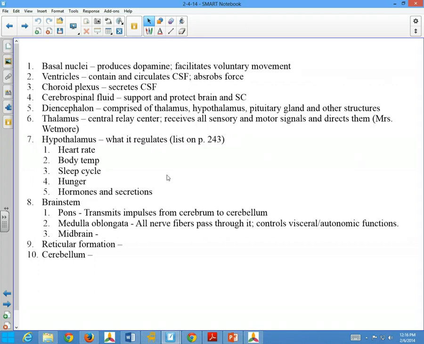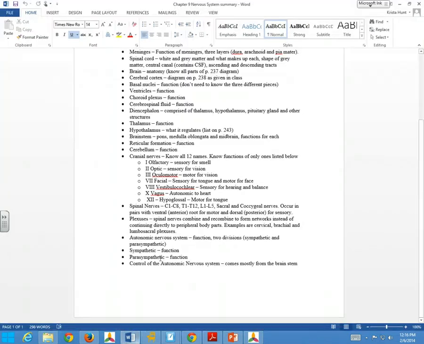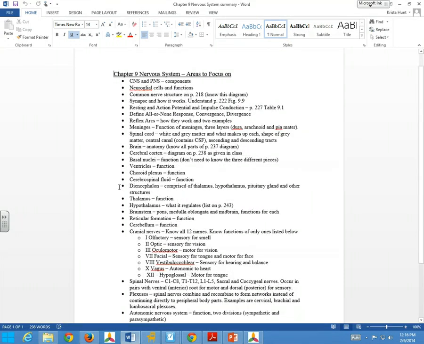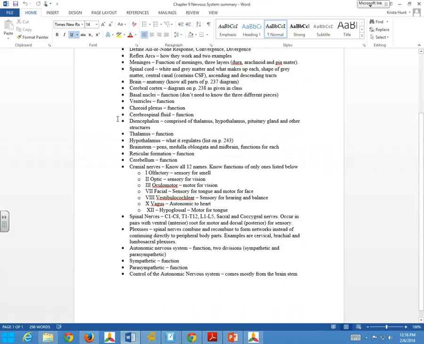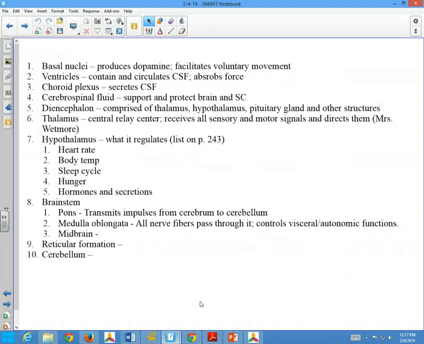If you want to go with me, again, this is where we are. On your paper here, your areas to focus on. We had gotten all the way through these sections on function. The only last little piece we didn't have was midbrain, reticular formation, and cerebellum.